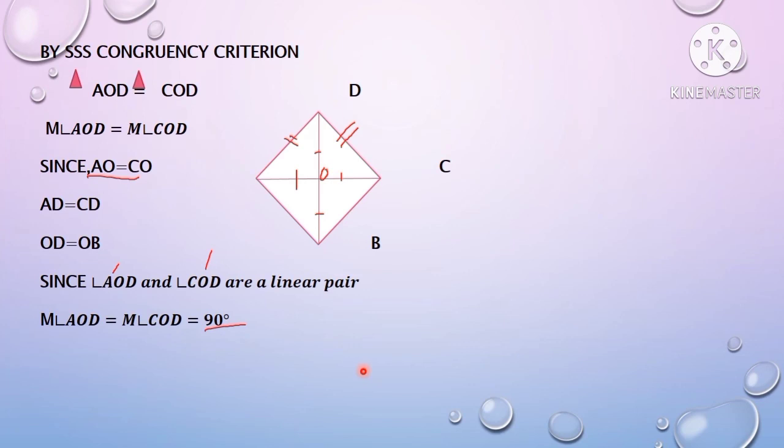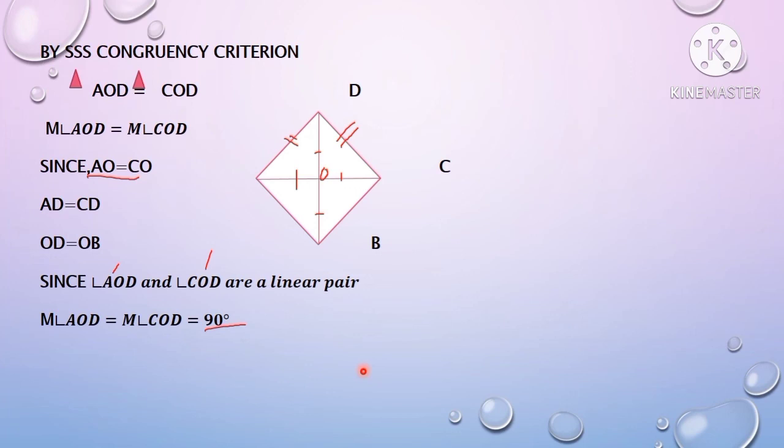since angle AOD and COD are a linear pair. Why? This is a straight line. It has a common vertex. So these two are a linear pair. Angle O is a linear pair. Look at here. Angle O is a linear pair. Then measure of angle AOD is equal to COD is equal to 90 degree.